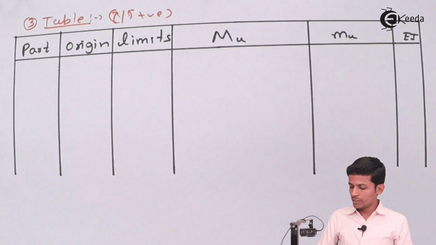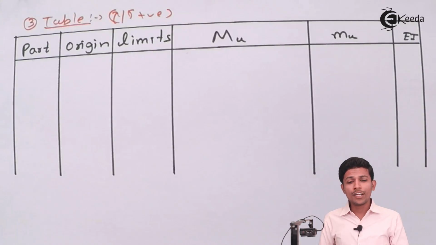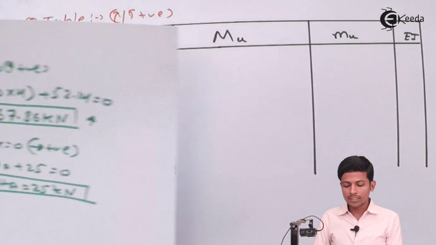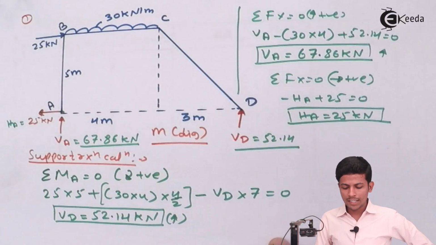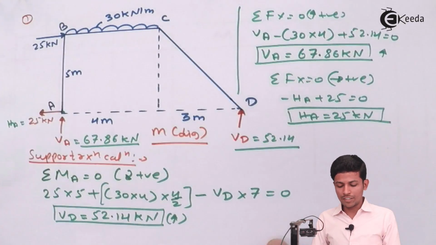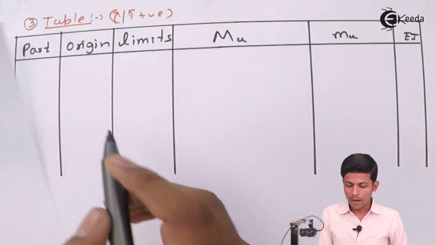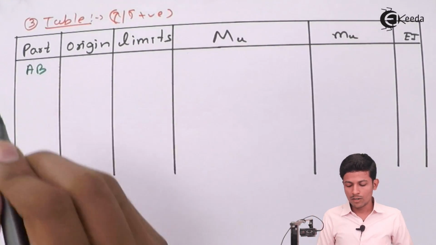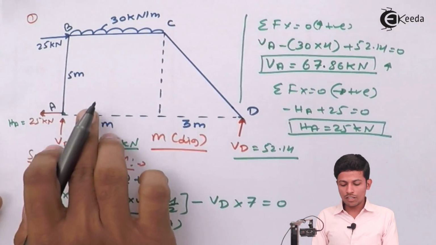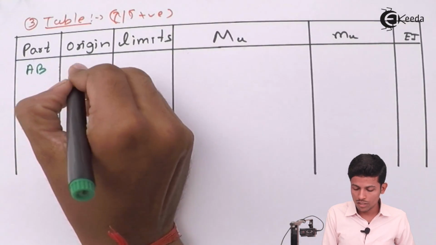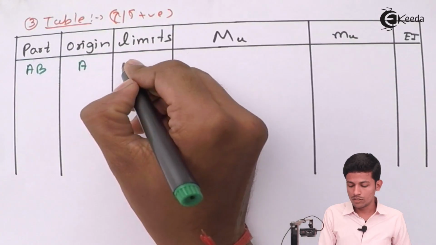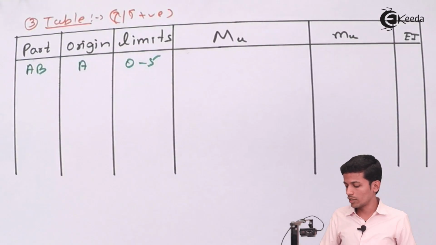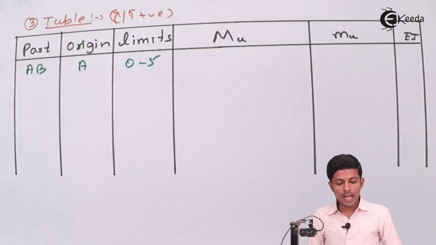Now see the students, we have to solve the table over here. In the table, just first take parts. Now what is your first part? Part or region, both are the same. We are taking part A and B first. Origin will be A. Now limit will be 0 to 5.